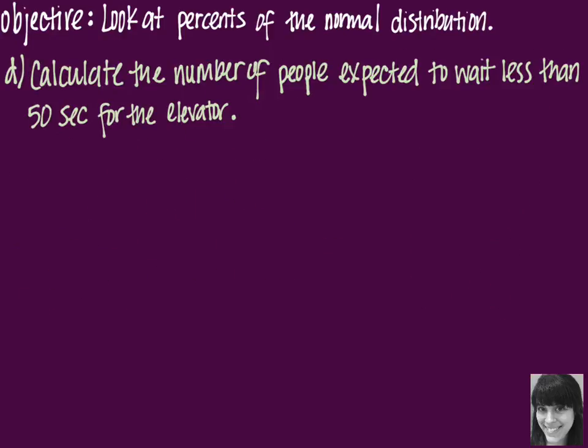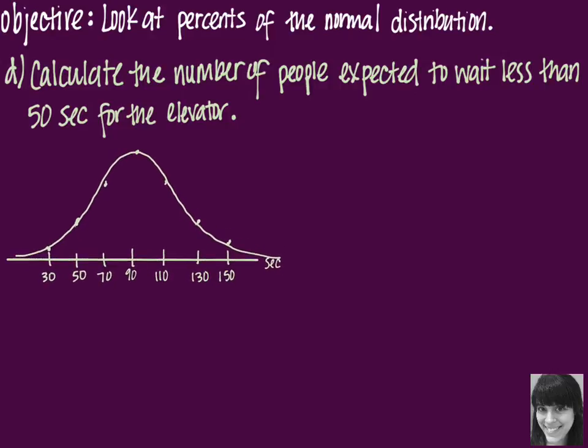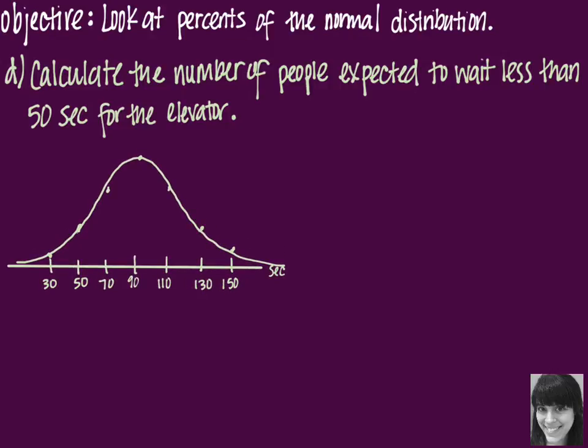One more time, guys. Calculate the number of people expected to wait less than 50 seconds for an elevator. What do you think we're going to do? Bring back our nice bell-shaped curve. Look for 50 seconds. It's 2 standard deviations below the mean. And I'm going to first find that percent. So I know that from 50 to 130, 95% falls in between these standard deviations. I said 99 at first, sorry, I messed up.